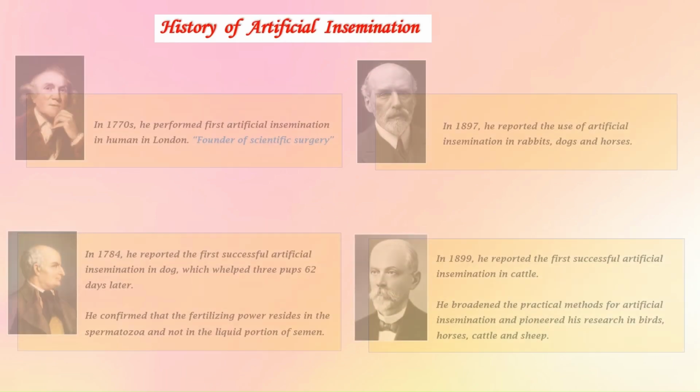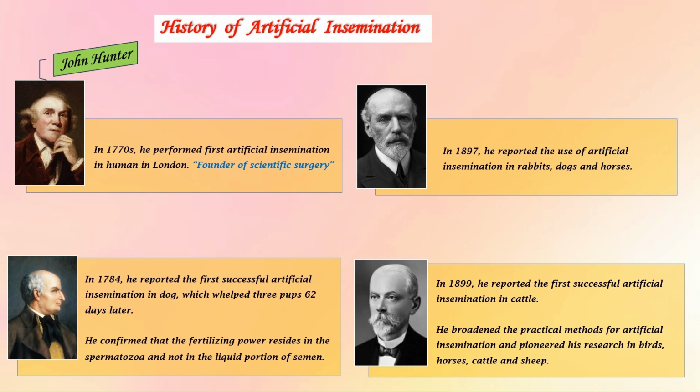Let's begin with the history of artificial insemination. John Hunter performed the first artificial insemination in human in London in 1770s. He is also known as founder of scientific surgery. Abbe Lazzaro Spallanzani firstly reported the successful artificial insemination in dog in the year 1784, which whelped 3 pups 62 days later. He also confirmed that the fertilizing power resides in the spermatozoa and not in the liquid portion of semen.